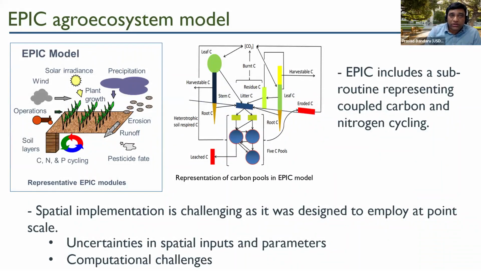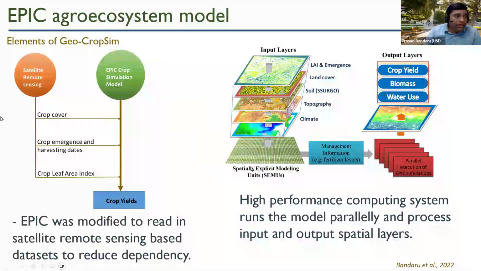Those uncertainties introduce biases in our simulations. So what we are trying to do is address these issues. And firstly, we created a geospatial crop simulation modeling framework, and essentially we modified the EPIC model to read in the satellite data sets into the model, like crop leaf area index and crop phenology. And crop phenology is important for simulation of the crop development and also to initialize the model.